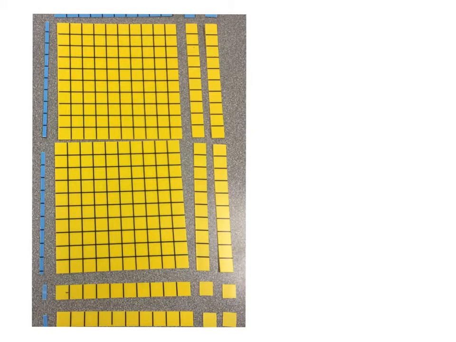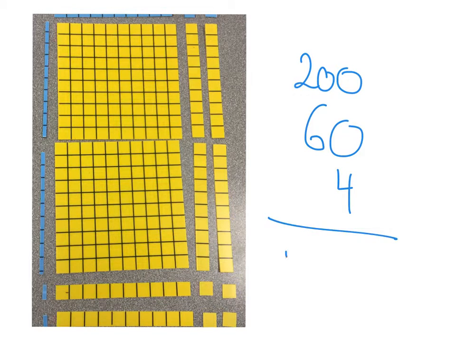And so our answer comes from adding up what our yellow pieces are. So we'll go ahead and write that out now. We've got 2 100s, which is 200. We have 1, 2, 3, 4, 5, 6 10s, which is 60. And we've got 4 1s. So we add this up and we get 264. Okay, so that is one way that you can solve this.